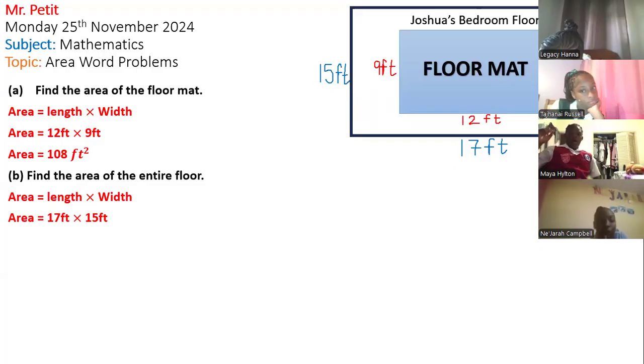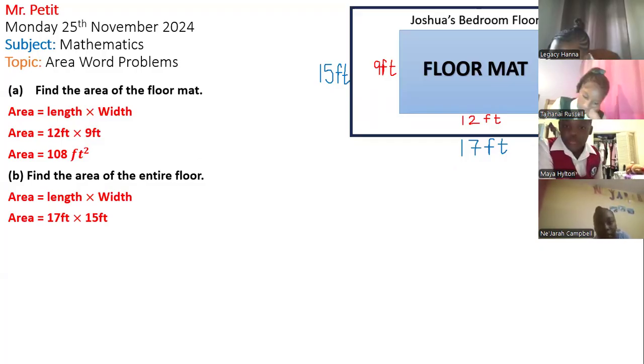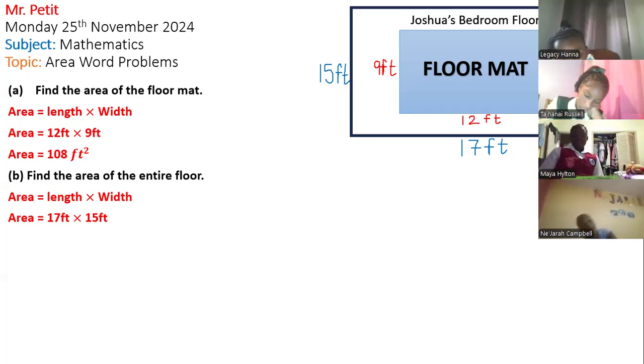When y'all multiply, what y'all got? 255. Yes, sir. Okay, let's multiply. So we have 17 times 15.